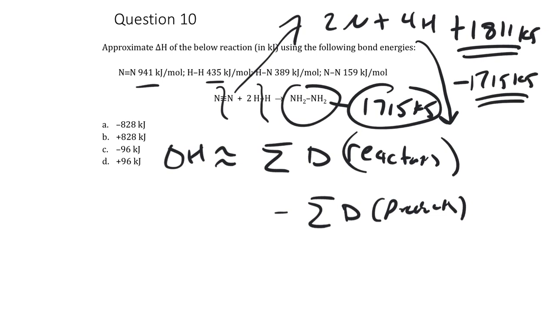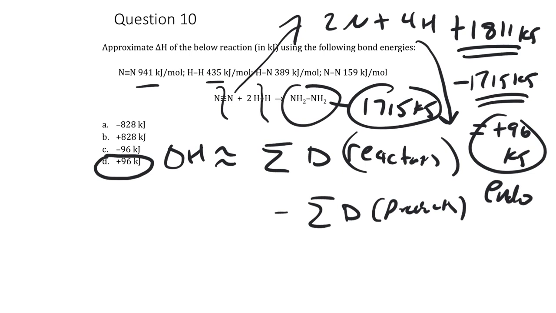So we go 1811 up and then minus 1715 downward, and that ends up being plus 96 kJ. So this is an endothermic reaction. It's just the energy it takes to break the bonds in the reactants minus the energy you get back when you make the new bonds in the products. It always takes energy to break bonds, and we always get energy back when we make new bonds.